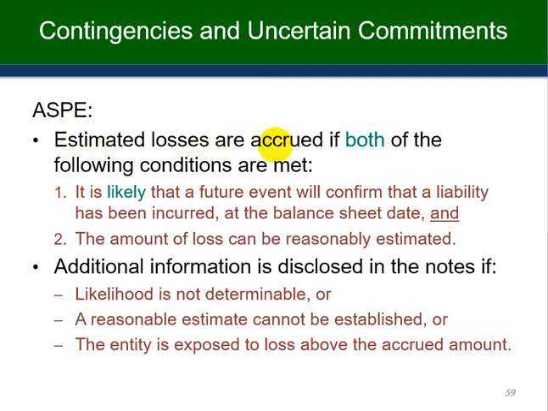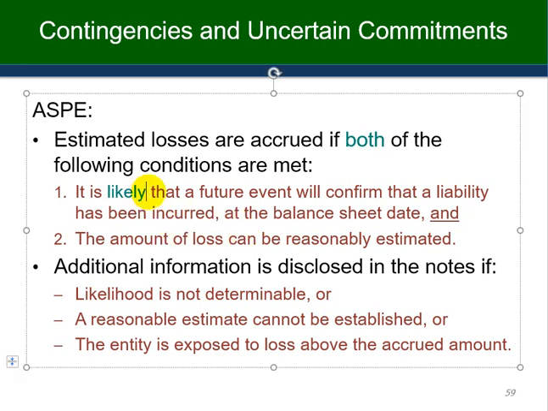So estimated losses are accrued. That means we record the liability if both of the following conditions are met. It's likely that a future event will confirm a liability has been incurred, and we can reasonably estimate the amount of the loss. And that's the historical contingent liability requirement. If it's likely, that means it's more than 50% probability, and we can estimate the amount of the loss. If we can do both of those things, we would actually record the loss as a liability. So it's an obligation to pay the amount of the lawsuit.